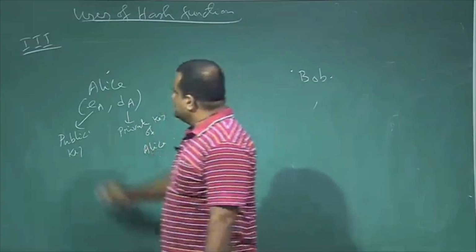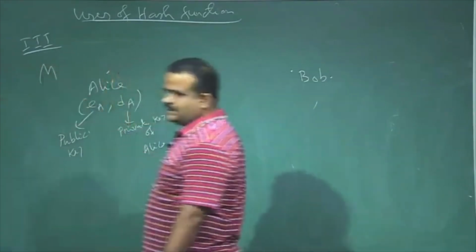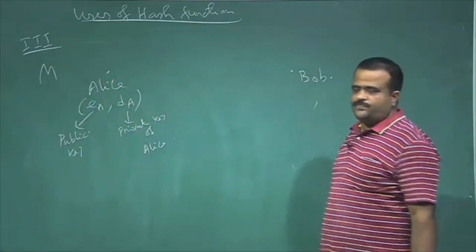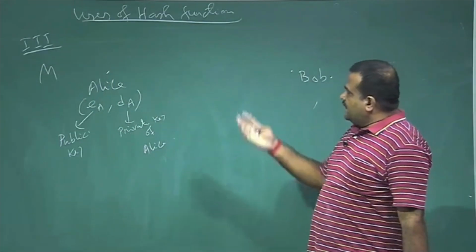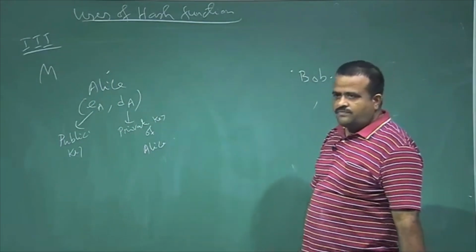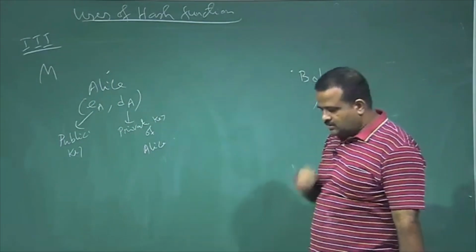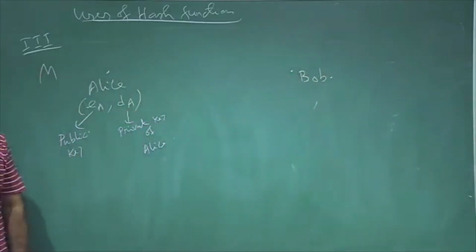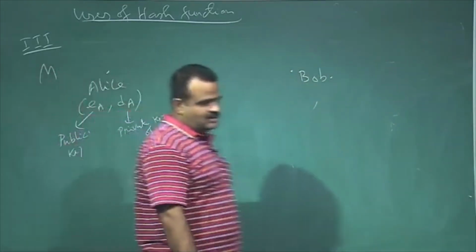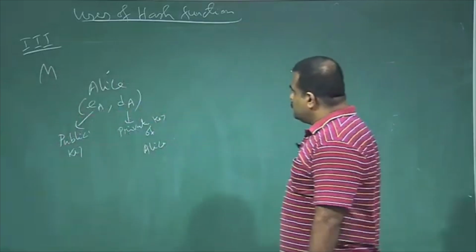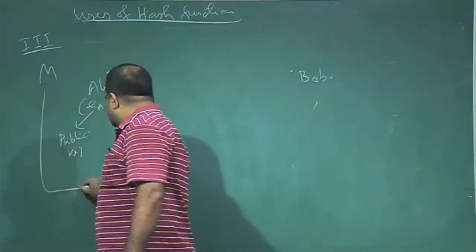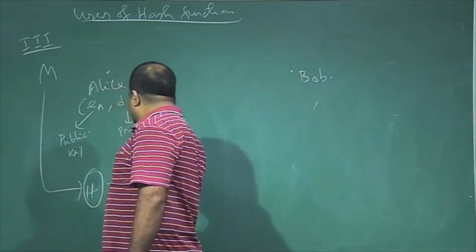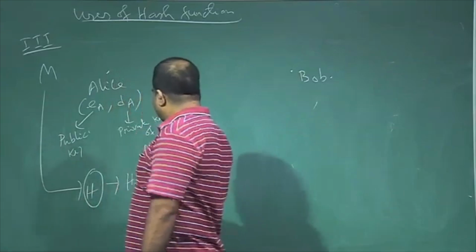Okay, now Alice has a message M, which is a really big message, and Alice wants to send this message to Bob in a way that Bob can authenticate it. So, Bob has to ensure that the message is coming from Alice, that is the authentication. So, what will Alice do? Alice will apply the hash function on it and get H of M.